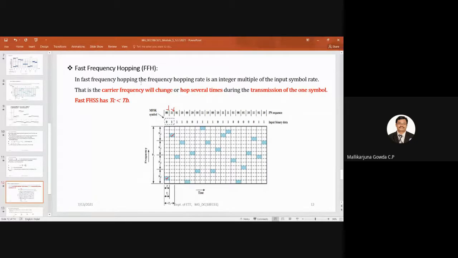So here, with respect to this example, it is hopping 2 times to transmit a symbol 0, 1. To transmit one symbol, it is hopping at 2 different frequencies. That is why we call it fast frequency hopping. This carrier frequency will change or hop several times during the transmission of one symbol. So like that, you can understand the rest of the things.